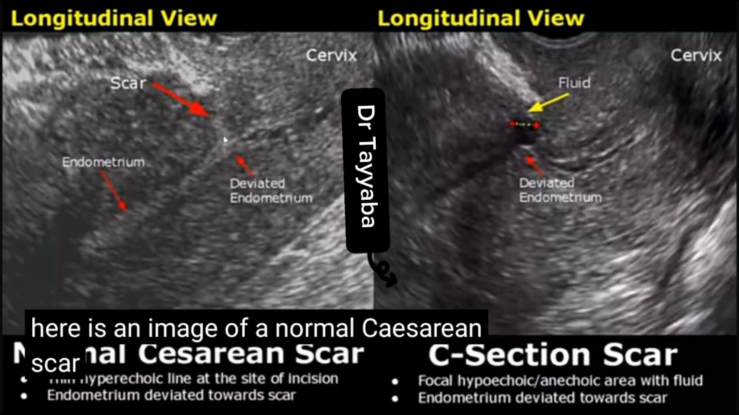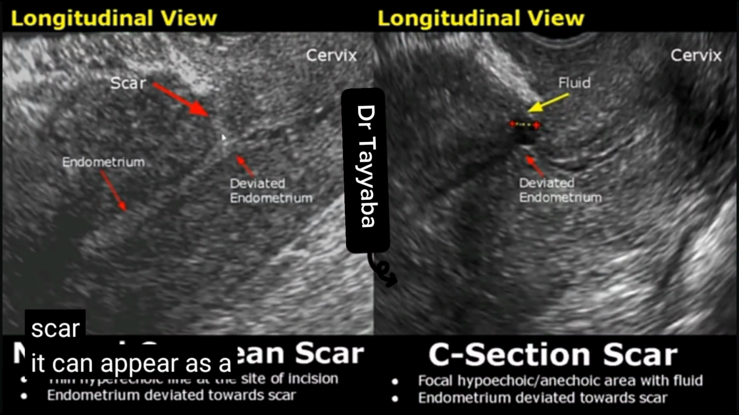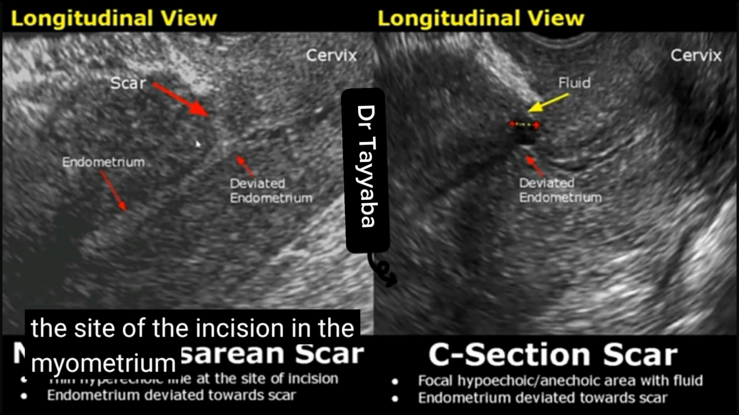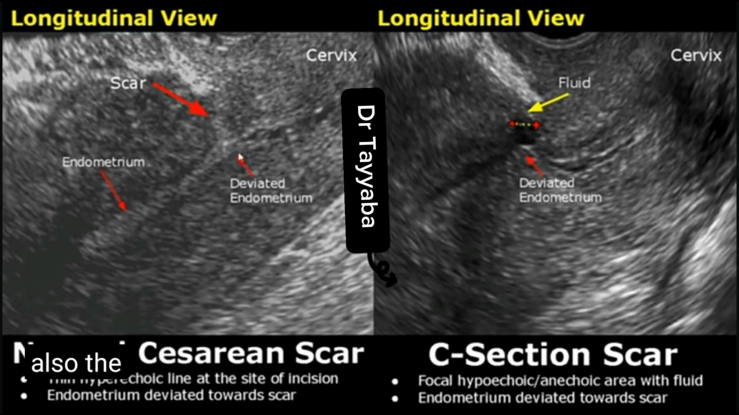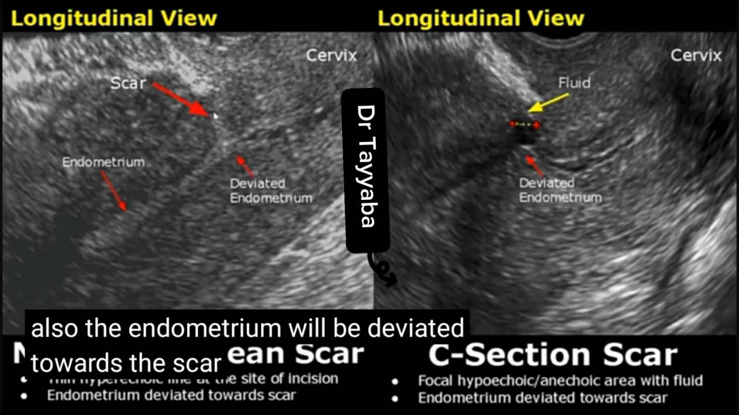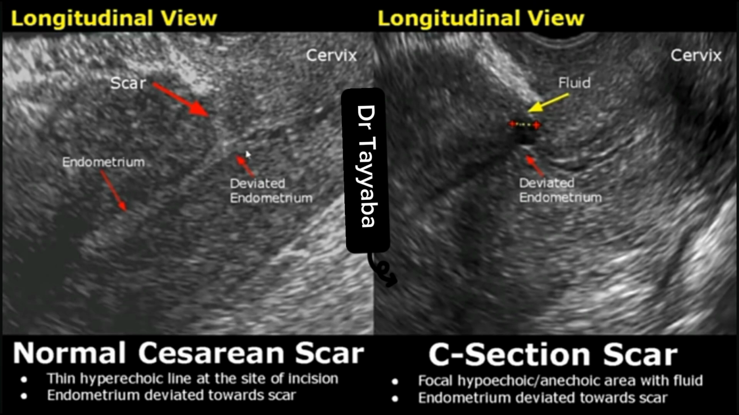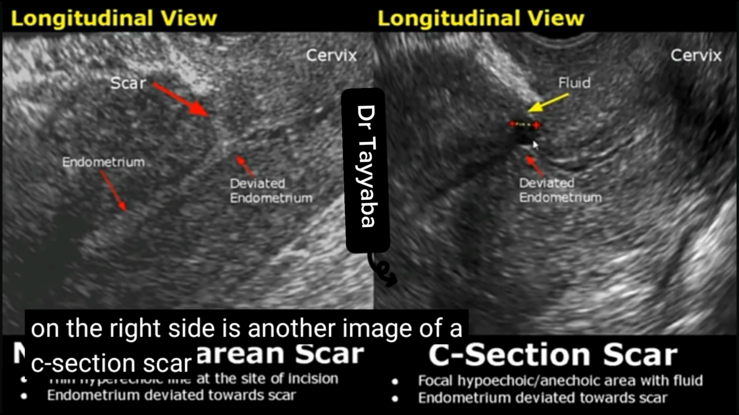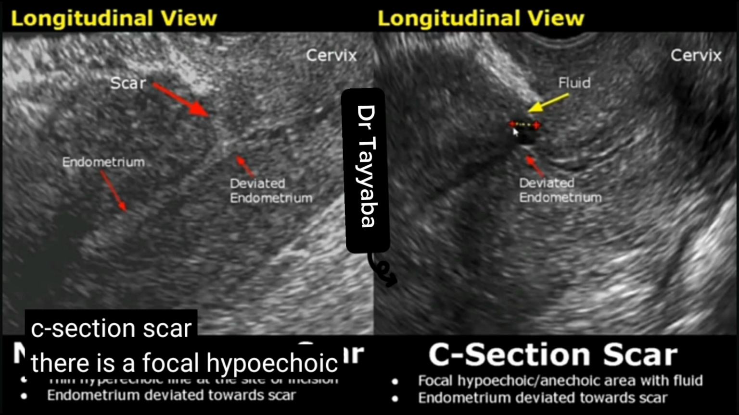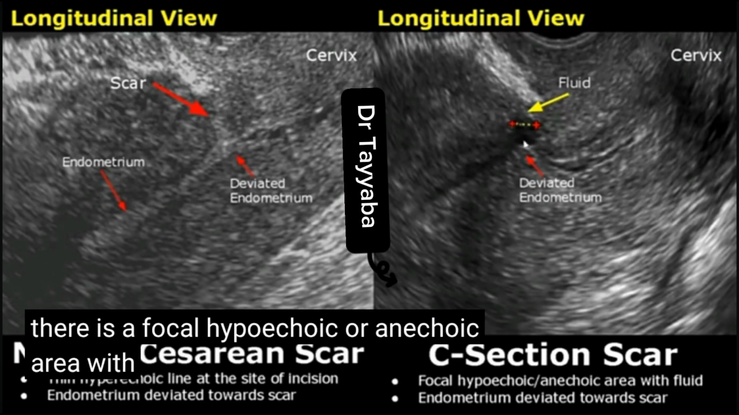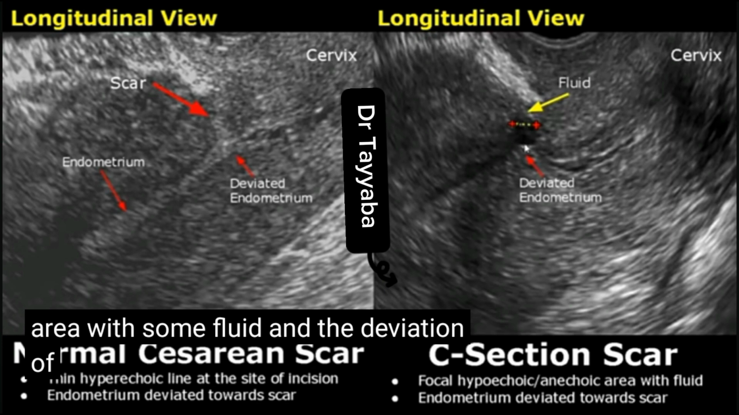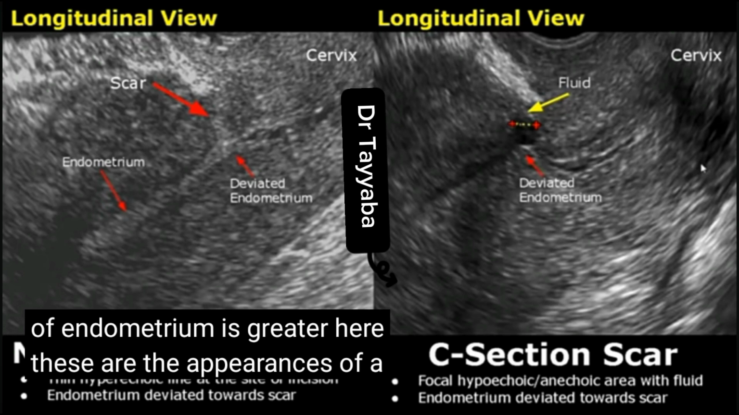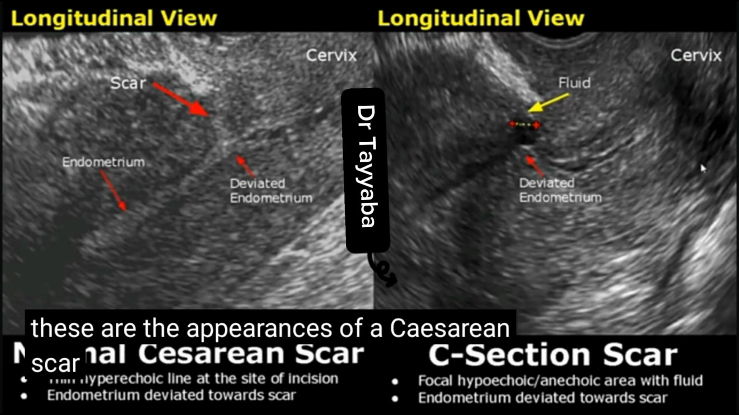Here is an image of a normal Cesarian scar. It can appear as a hyperechoic line at the site of incision in the myometrium. Also, the endometrium will be deviated towards the scar. On the right side is another image of a C-section scar. There is a focal hypoechoic or anechoic area with some fluid, and the deviation of endometrium is greater here. These are the appearances of a Cesarian scar.